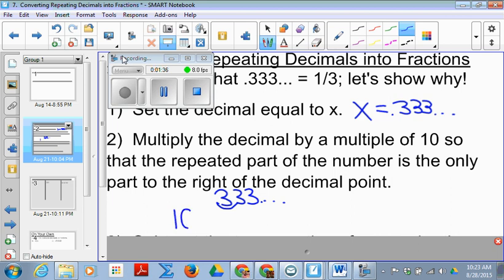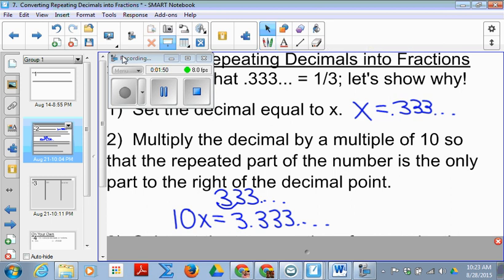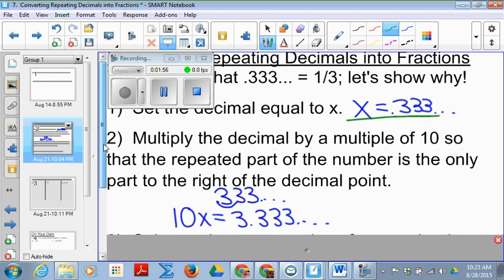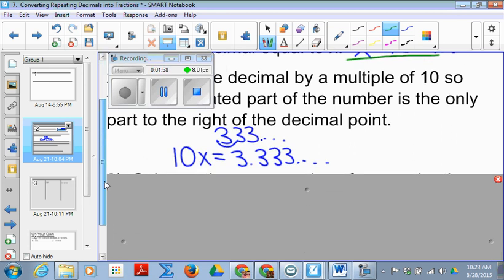So if we multiply both sides by 10, we say that 10x will equal 3.333 repeating. So to the right of the decimal point is only the repeating stuff. We multiplied the original amount, x equals this, each side by 10. So we have 10x equals 3.3333333.